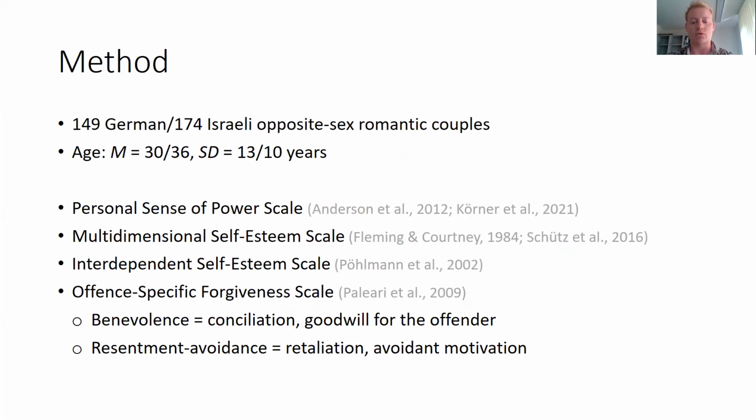We collected data of German and Israeli opposite-sex couples. We used the personal sense of power scale to measure the perceived ability to influence a relationship partner at a general level. Self-esteem was assessed with a multidimensional self-esteem scale, and additionally, we assessed interdependent self-esteem in the Israeli sample. The offense-specific forgiveness scale was used to assess benevolence. This means conciliation and goodwill for the offender, and resentment avoidance. This means retaliation and avoidant motivation.